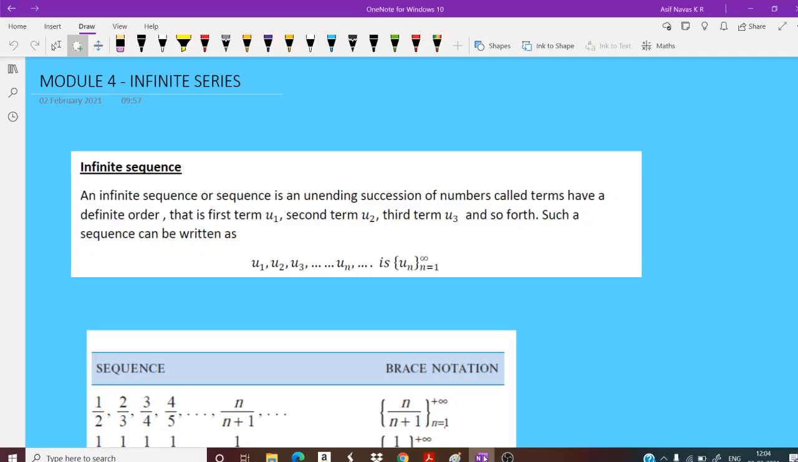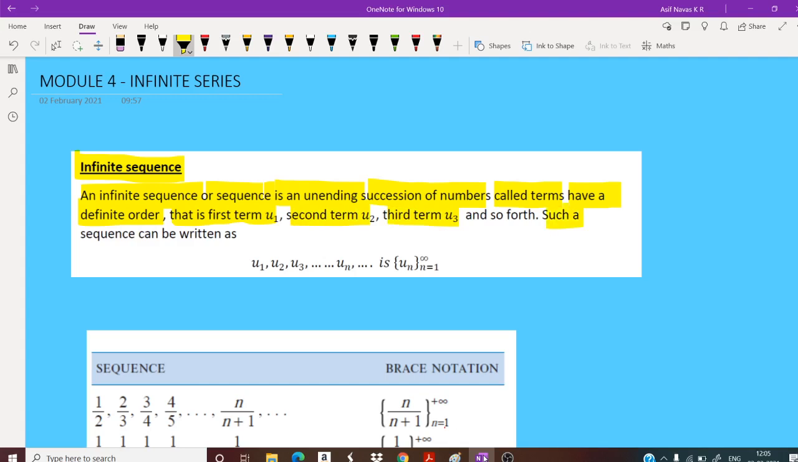So module 4, infinite sequences. First I will define what is an infinite sequence. An infinite sequence, or sequence, is an unending succession of numbers. That means we are writing numbers in a definite order, and these numbers are called terms. That is, first term u1, second term u2, third term u3, and so on.